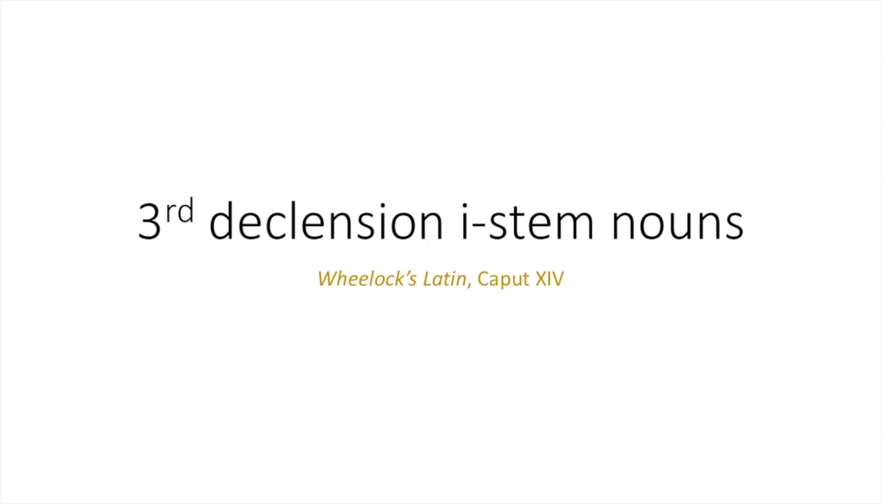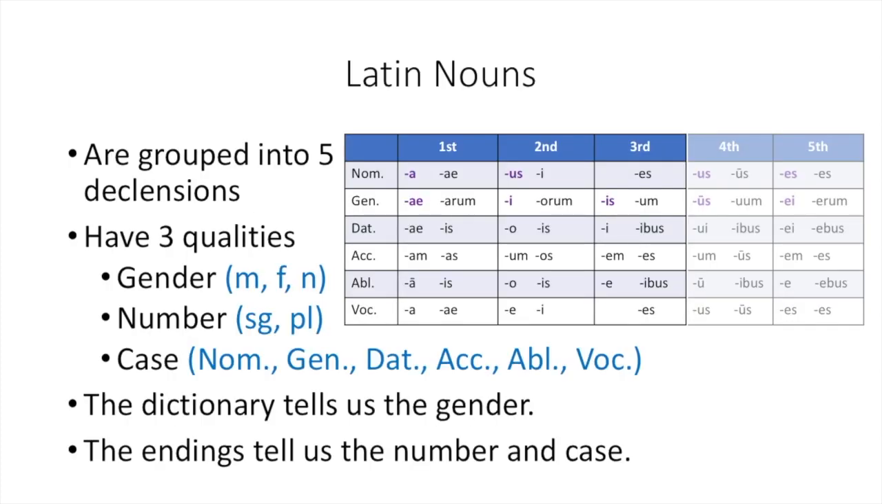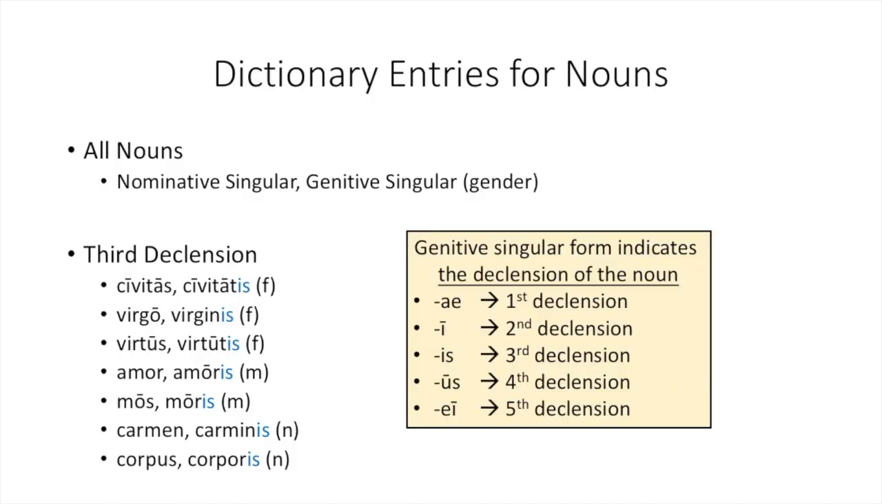Today's video will teach you about third declension I-stem nouns. These are just a smaller group of nouns. They are just part of the third declension, which you've already learned. They have the same gender options, masculine, feminine, neuter, and number and case options as every other noun. And just like every other noun, the dictionary entry tells us the gender, and the endings tell us the number and case. You know they're third declension because in the genitive singular, they will have is, just like all your other third declension nouns.